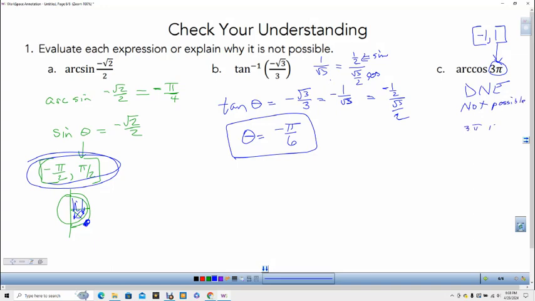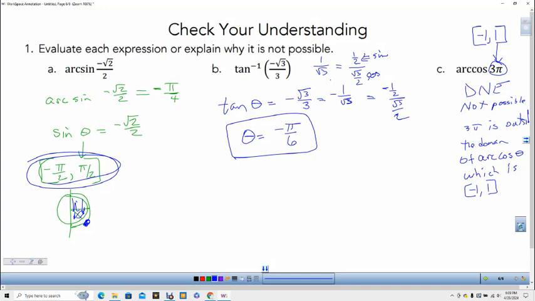3 pi is outside the domain of arc cosine, which is, if you just want to go ahead and put some extra oomph in it, -1 to 1. So since 3 pi is 3 times 3.14159, it's definitely going to be larger than 1. So it's going to be 9 point something.